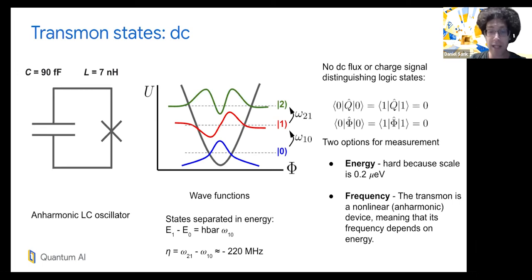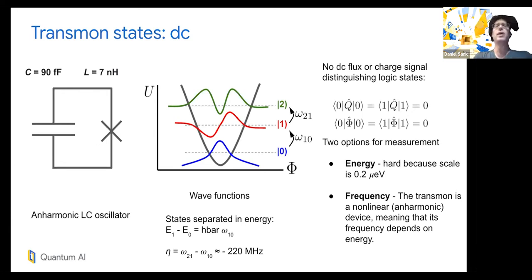But in quantum mechanics, when you measure something, you collapse the wave function, kind of get rid of all the quantum information. So you only get to measure once, and you can't tell the difference because they all have the same mean. The same story goes for the charge on the capacitor. So you're really in a hard spot.